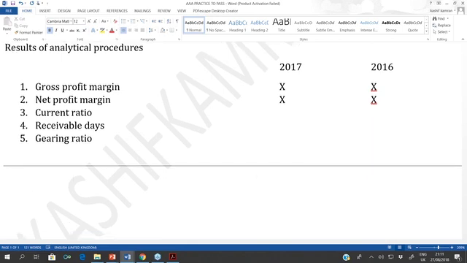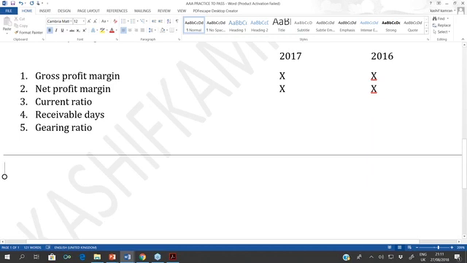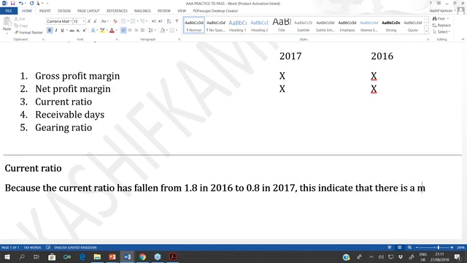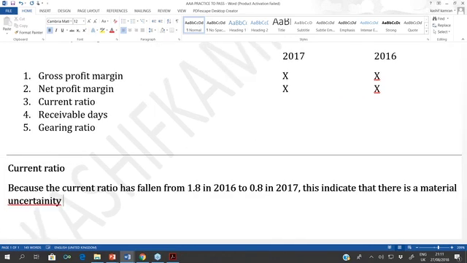Now, if I think that the current ratio can be converted to an audit risk, then I'll put the heading current ratio and I'll tell the examiner that because the current ratio has fallen from 1.8 in 2016 to 0.8 in 2017, this indicates that there is a material uncertainty relating to the going concern of the company.